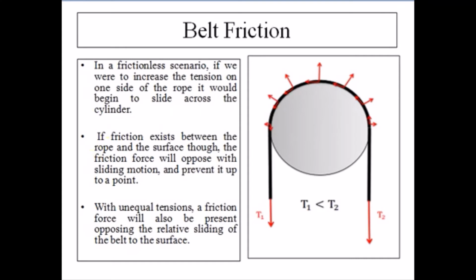When there was no friction between the belt and the cylindrical body, the belt would just slide over with the weight. But if friction exists between the belt and the cylindrical body, then there will be some frictional force resisting in the opposite direction to that of the movement of the belt. With unequal tensions, a friction force will also be present opposing the relative sliding of the belt to the surface. This is what I explained in the previous statement.